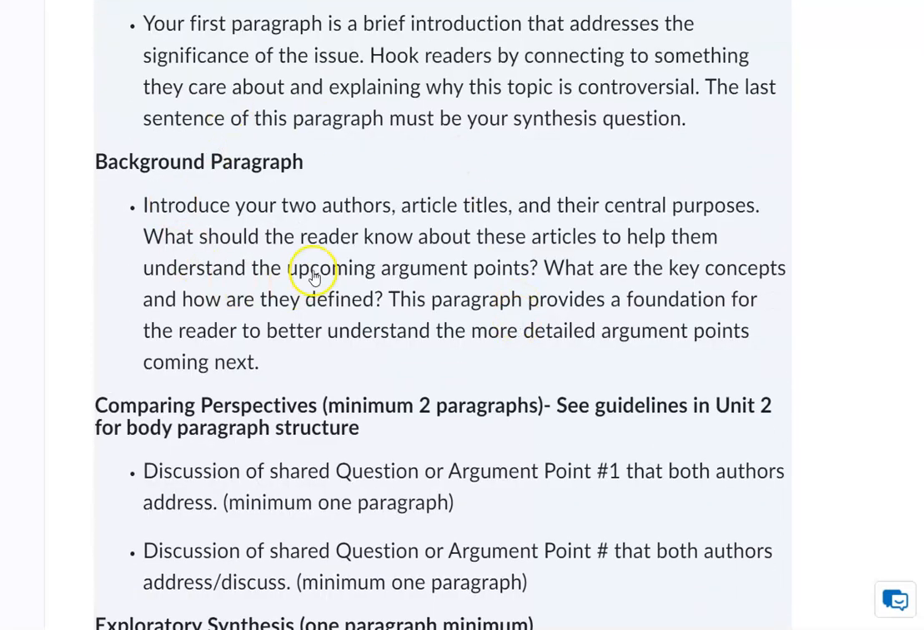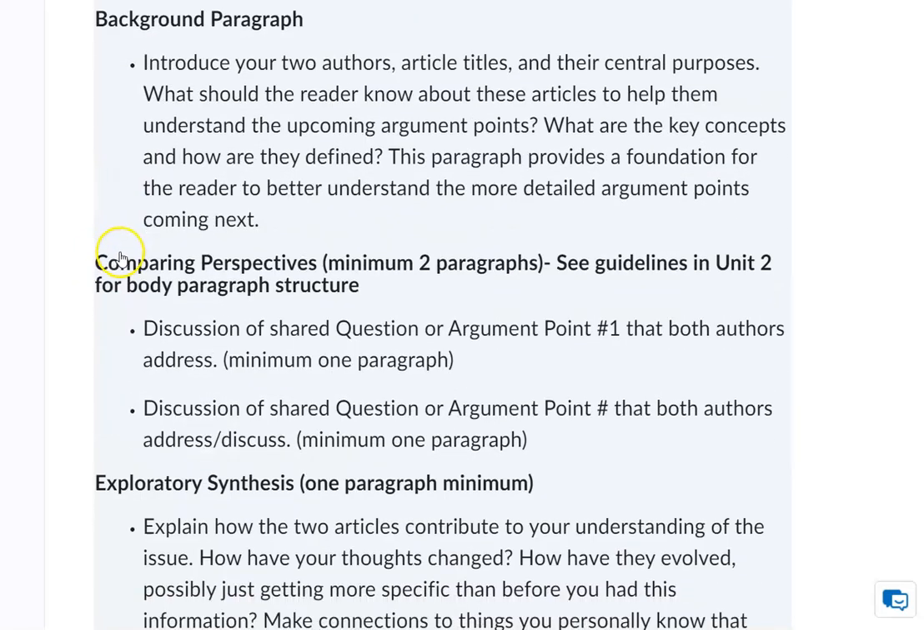The second paragraph is going to be your background paragraph, and this is where you're going to introduce your 2 articles. You're not writing a whole summary like you did in Unit 1. You are just introducing the authors, the title, and the purpose of each article. Basically, what do we need to know to help us understand the upcoming points? Also, if there are any key concepts or vocabulary that need to be defined, this is where you're going to want to do that. Basically, you're setting the stage so that we can understand the perspectives you're comparing in the next couple of paragraphs.